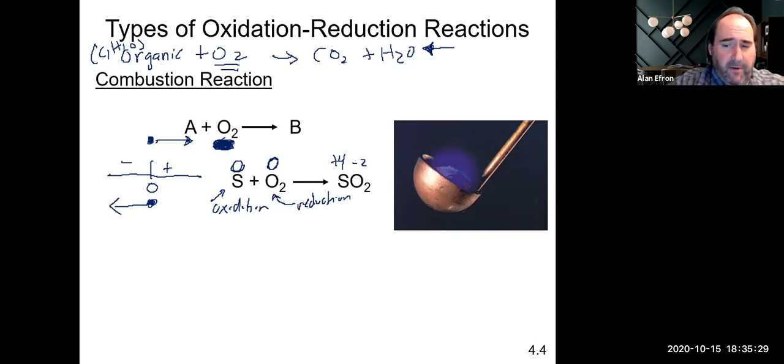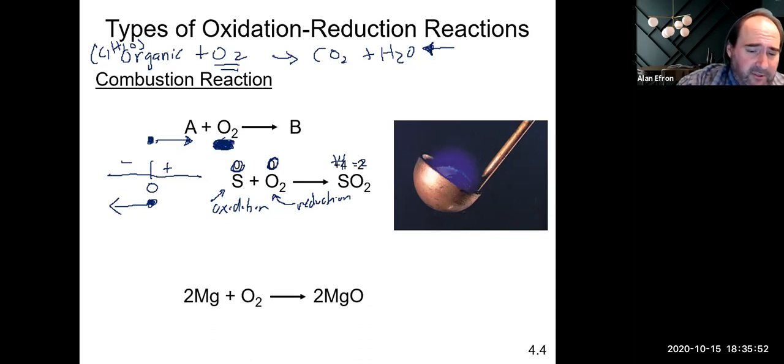And some would probably also classify this as what we just talked about. I see 2 things that make one thing. So you could probably classify this as a combination or synthesis reaction as well. So again, you can classify the same reaction many different ways, depending on what you're looking at.